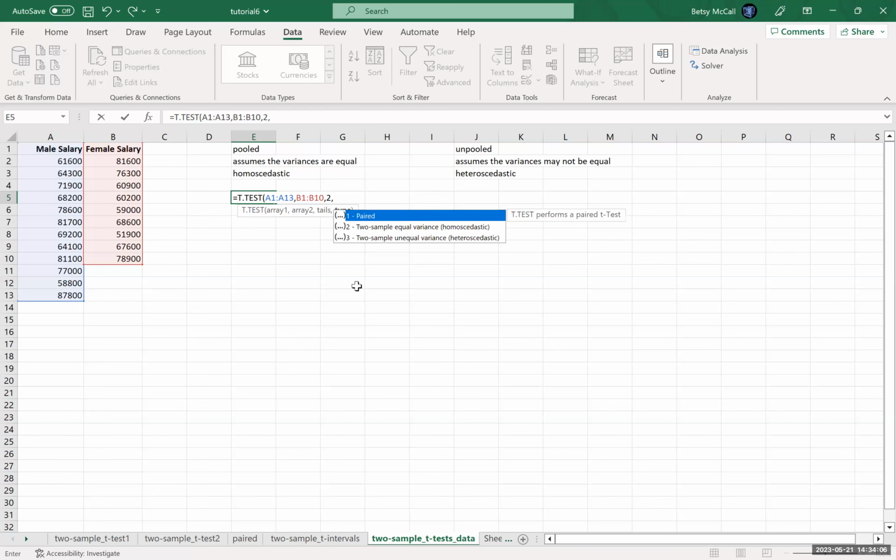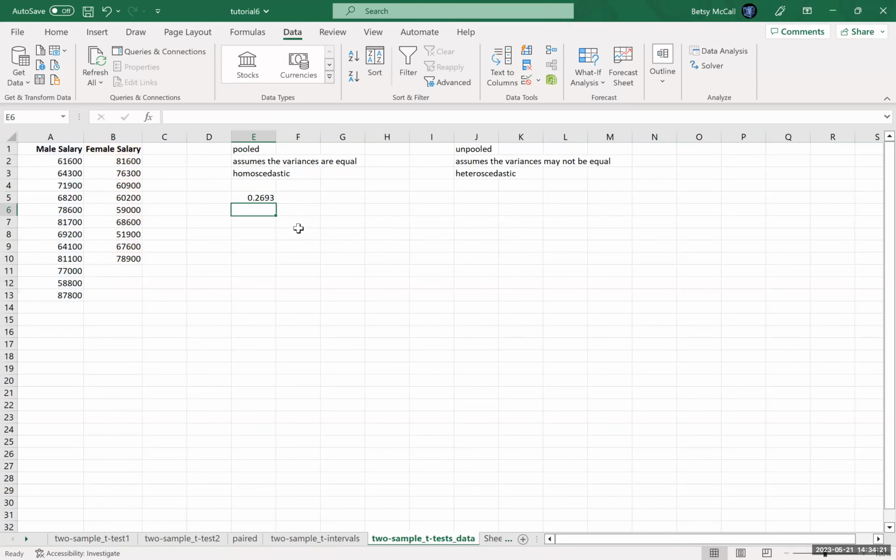And then is it paired or not paired? It is not paired. And then if I want it to be pooled, I'm assuming equal variances, so that is type 2. So this is my test statistic. The one-tailed test, remember, this is the two-tailed test. The one-tailed test would have half of this value. And I will just change this from a one-tailed to a two-tailed.